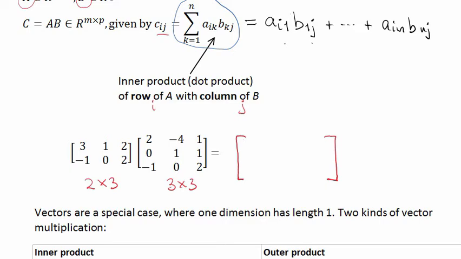And to get the answer in the first row, first column, I take the first row, first column, and take their dot product. So that's 6 plus 0 minus 2 is 4. If I want to find the 2, 3 entry, I take second row, third column. The inner product is negative 1 plus 0 plus 4, so that's 3. And in the same way, we can go ahead and fill in all the other entries of that product.